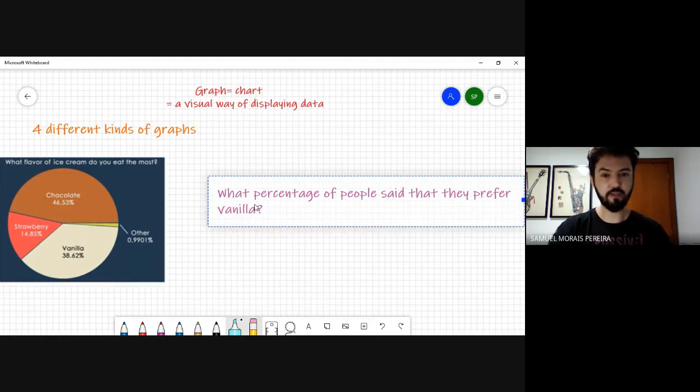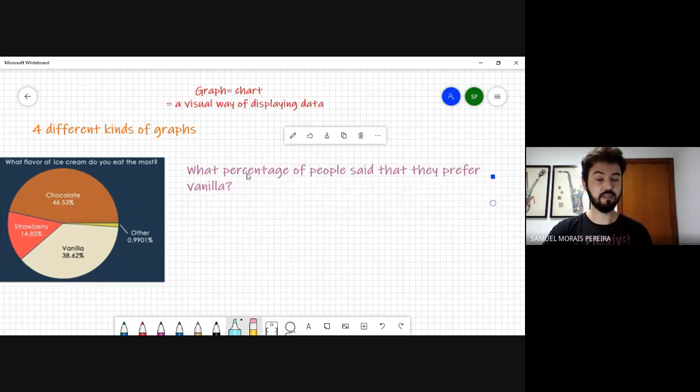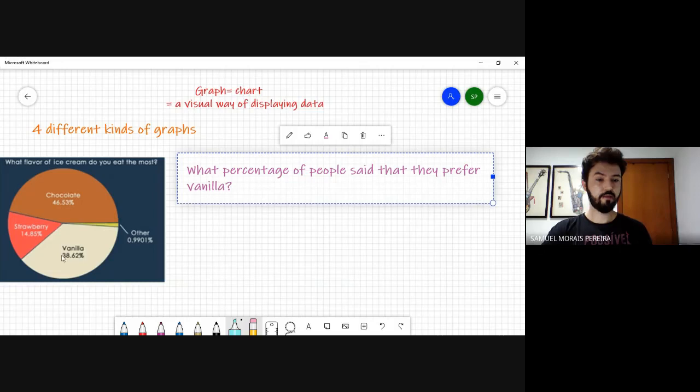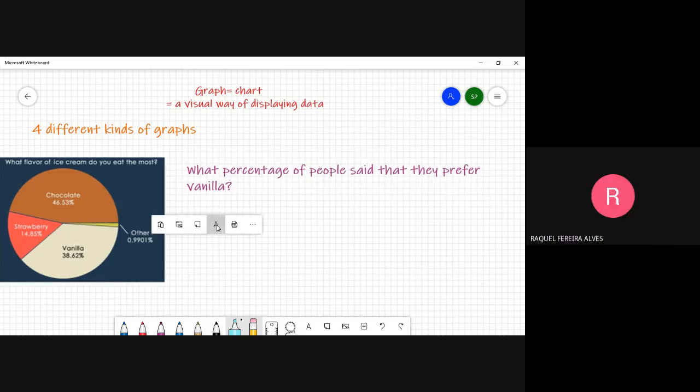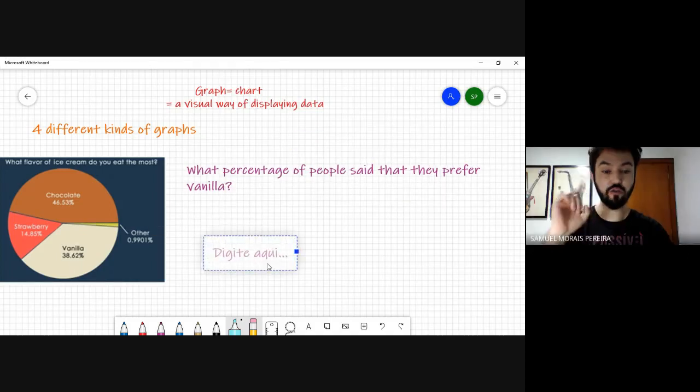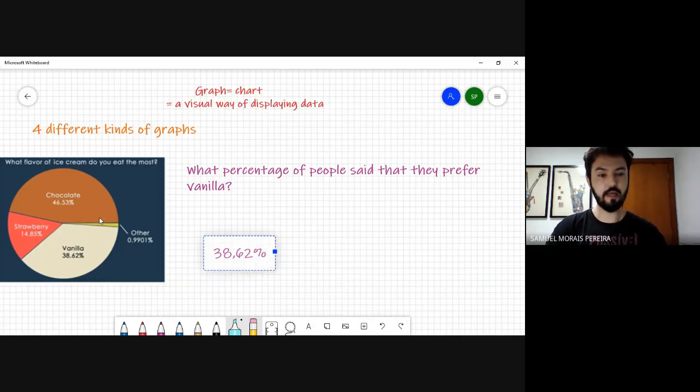You understand the question? What percentage of people said that they prefer vanilla? Aí você vem com a resposta, olha. 38, remember how to say ponto in English? Point. Yes, exactly. Em português, vocês se lembram? Seria assim, ó, 38,62%. But just take a look at the graph here.